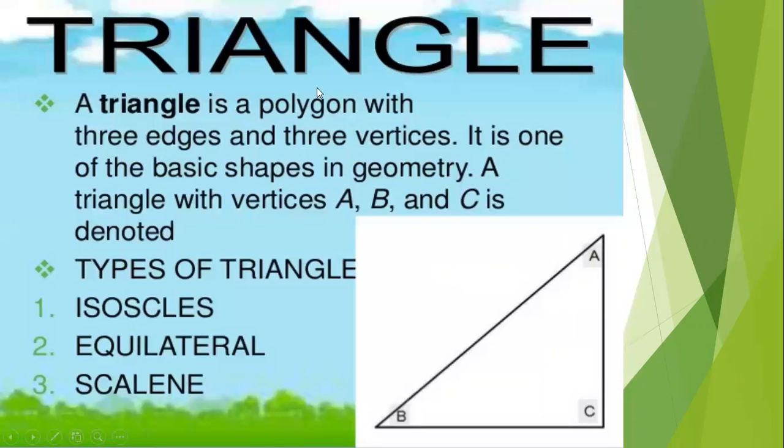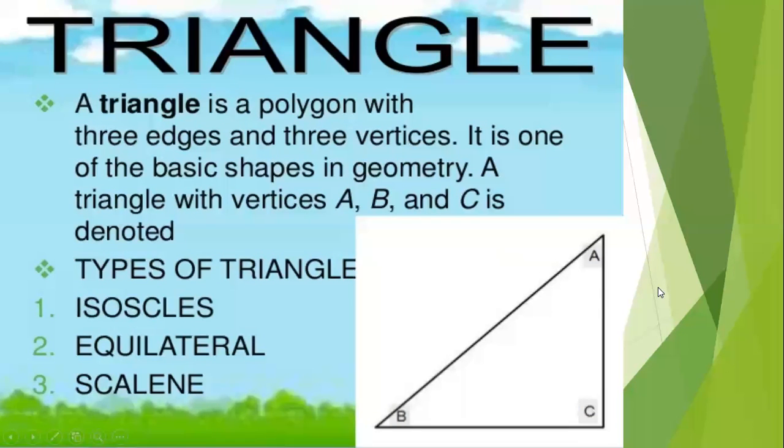Then for a triangle, it is a polygon with 3 edges. It has 3 edges, A, B, C, and D in this case, these are the vertices. And then there are triangles of 3 types. We have an isosceles, which has 2 sides that are equal, equilateral, where all sides are equal, and the scalene, where all sides are different in length.